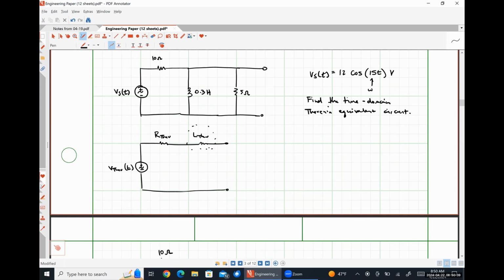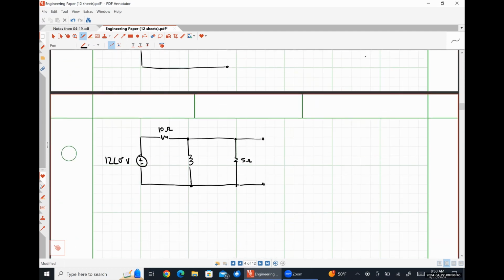4.5. Holy mother of God. So j4.5 ohms. Our Thevenin phasor voltage will just be the voltage drop across that j4.5 ohm impedance in parallel with that 5 ohm impedance, right? So how might we go about solving for that voltage V Thev?